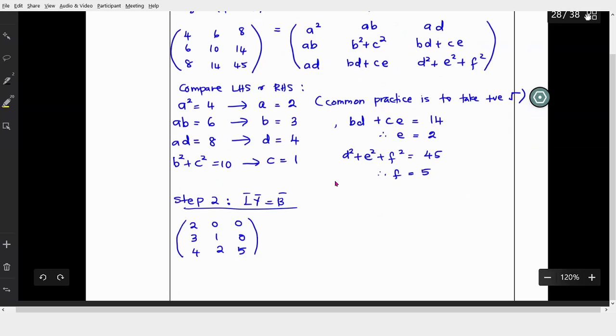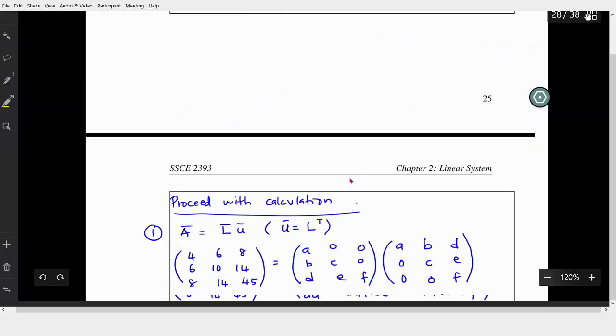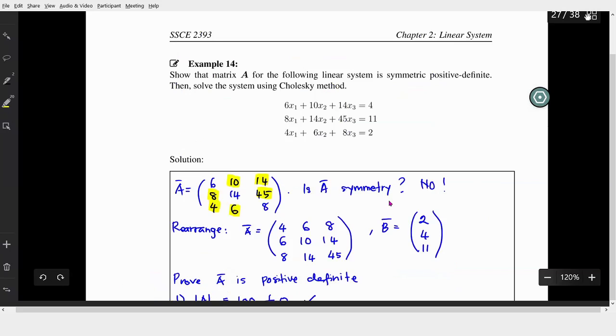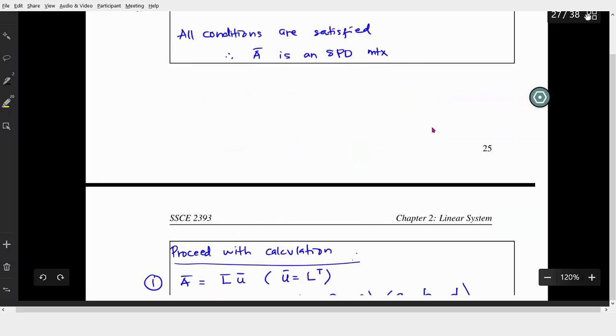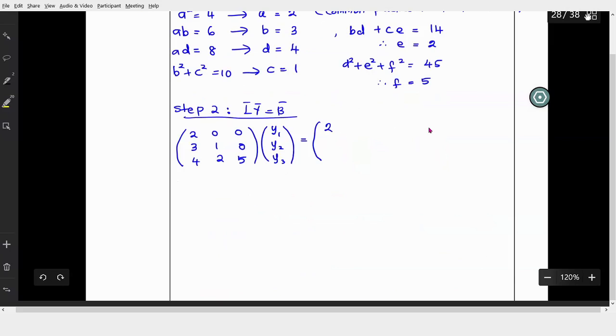Alright, and the temporary variables, so put y1, y2, y3. B is the right hand side value from your system. But don't forget, B is the one after you have swapped, not the original problem, because this is not SPD. After you rearrange, it is symmetric now. So the correct B is supposed to be 2, 4 and 11. Sometimes this is a common mistake. 2, 4 and 11.